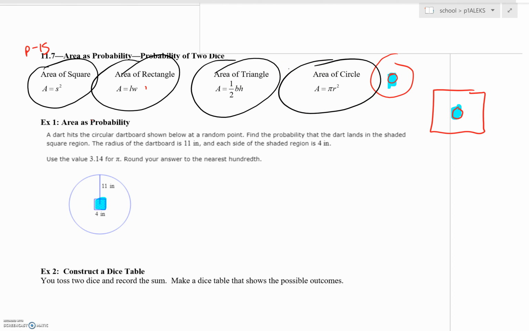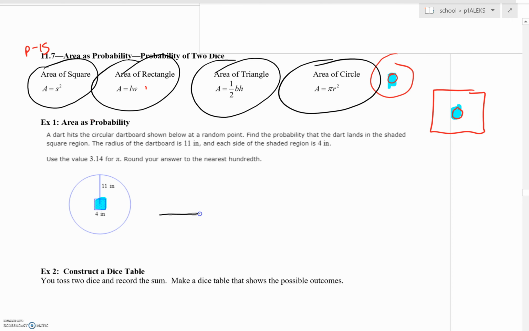And as we read this, let's just read example 1. A dart hits the circular dartboard at a random point. Find the probability that the dart lands in the shaded square region. The radius of the dartboard is 11. Each side of the square is 4.